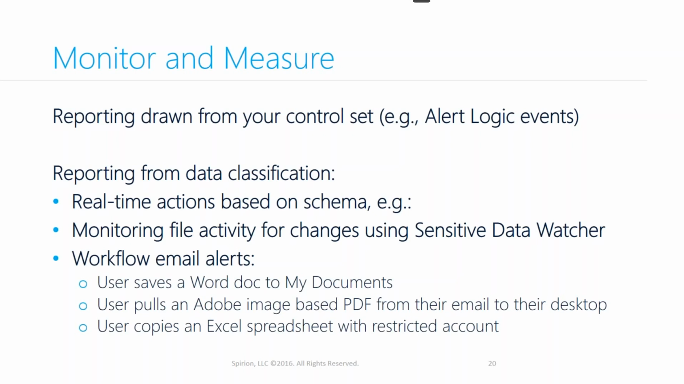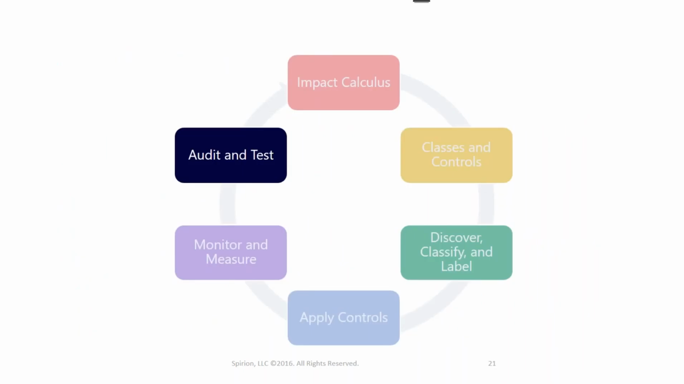Okay, well, that's fabulous. Then let's go to the next one, which is auditing and testing. As I mentioned when we first started, having a data classification control system is no different than any other control system that you may have in place. You're going to audit it and test to make sure it's working properly.